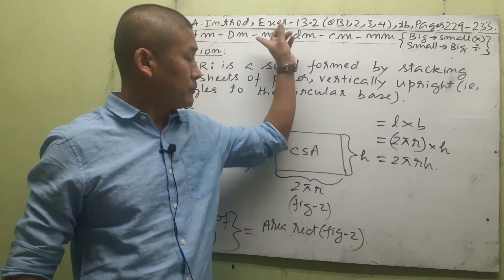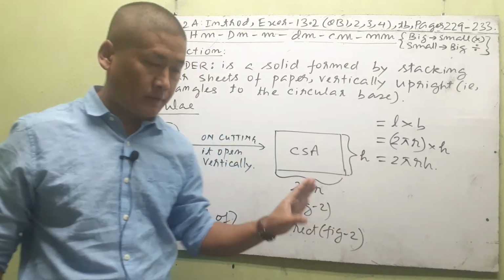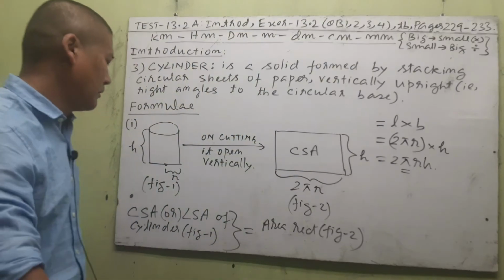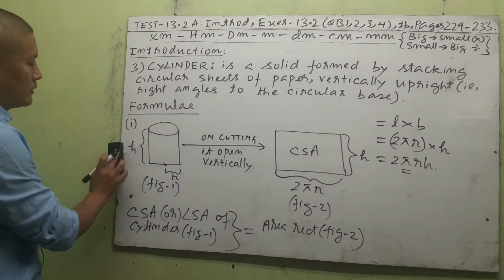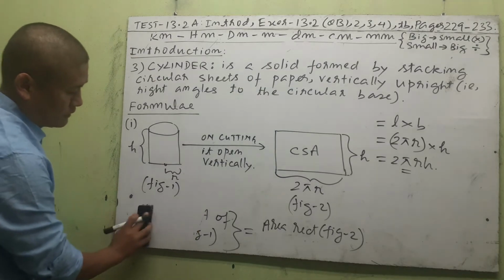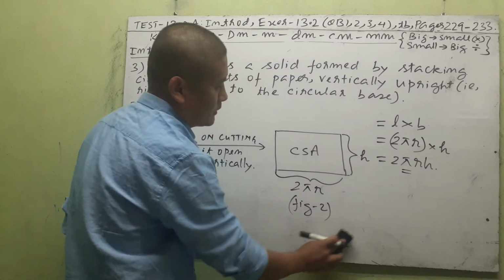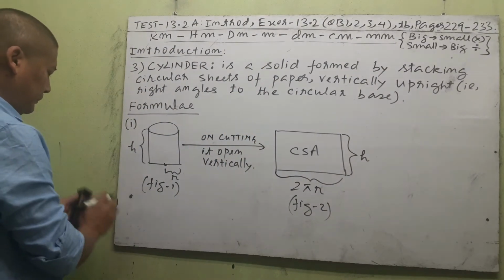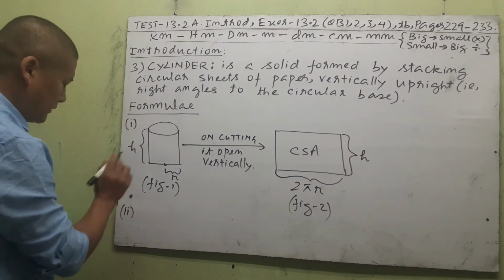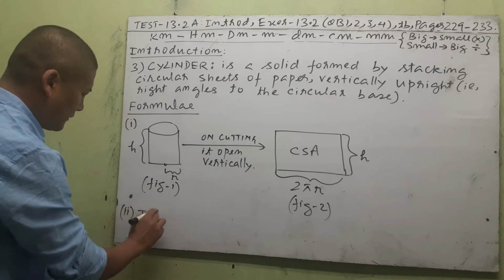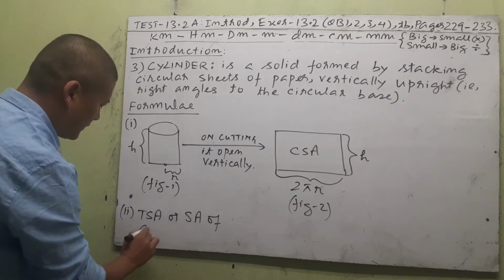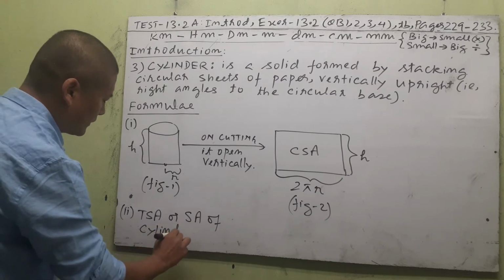In your first test 13.1, you have to fill up blanks, curved surface area of a cylinder, with this one. Okay, so you have to memorize. Having done that, let's go to the second formula. Using the same figure, write it up there, and the second formula is number 2. Let us use the same figure. Total surface area, or simply surface area of cylinder, any cylinder for that matter.